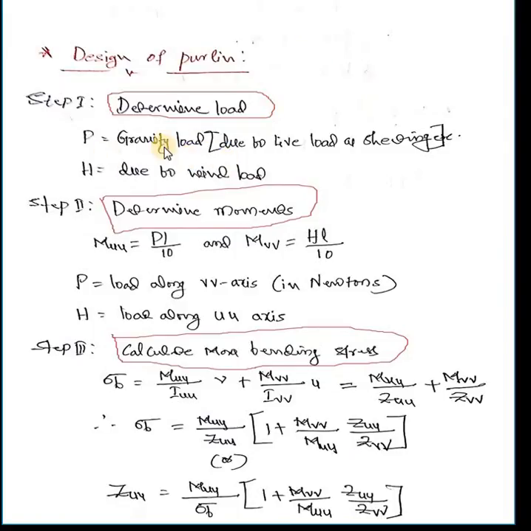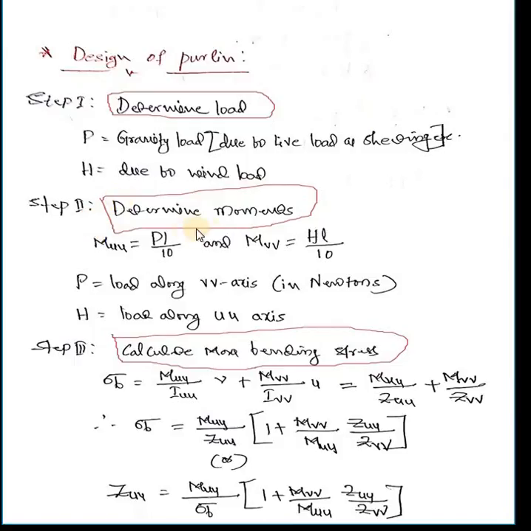Now coming to gravity load, what does it mean? One load is acting in the downward direction, and since the roof already has an inclination, there is a chance of wind load acting as well as the weight of the sheeting. Due to live load and sheeting etc., we will calculate the gravity load. And the second one is due to wind load.